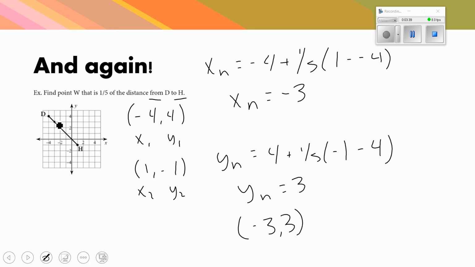Now another way we could do it, right, is if we have a graph, we could just count. We have D to H is 1, 2, 3, 4, 5 x values. So if I'm going 1/5 of the x values, and I want 5, I just go 1/5 of that, and I'm going to change my x by 1, which would put me down to right here. Draw the arrow down to the line, and look, you still get the exact same point of -3, 3. Now, I'm going to default to using the formula, but that is a quicker way to do it if you just have a graph.